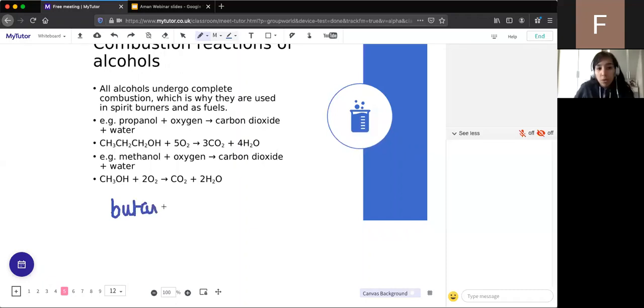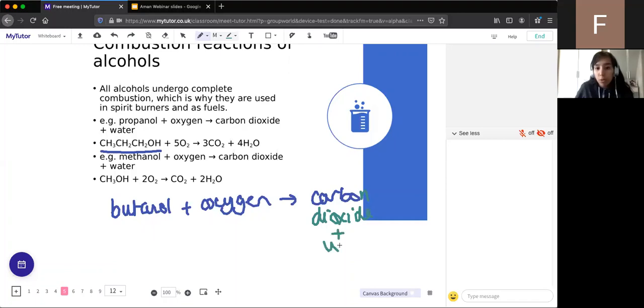So butanol plus oxygen will produce CO2 and water, carbon dioxide and water. What's the chemical formula for butanol? If you can do it in this format, that would be great. Okay, CH3, CH2, CH2, CH2OH. Excellent. Yep, well done.